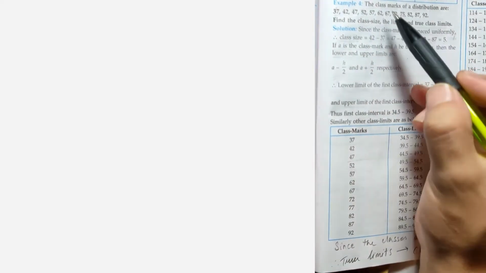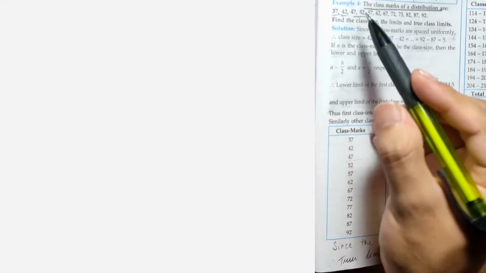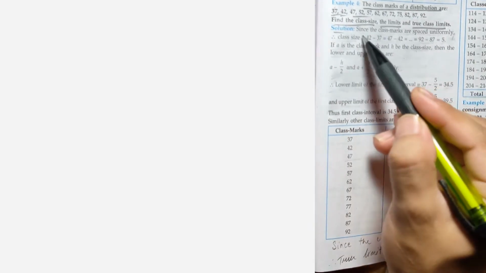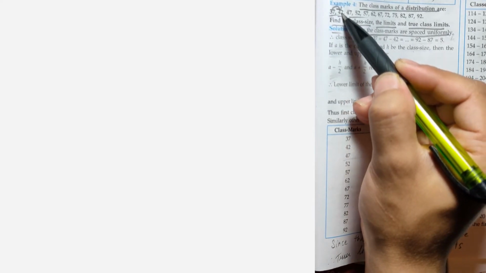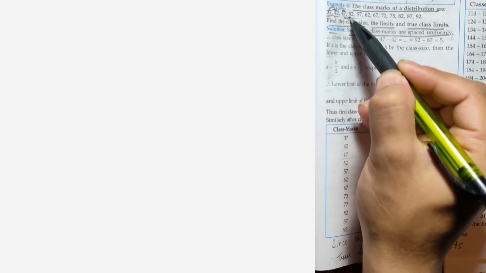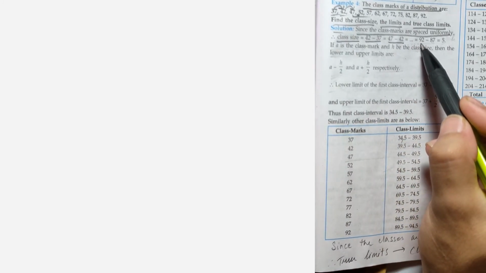Let us look at one very interesting problem. The class marks of a distribution are given, that is 37, 42, 47, and so on. Find the class size, the limits, and the true limits. Since the class marks are spaced uniformly, what do we mean by that? If you see from 37 to 42 there's a gap of 5. 37 plus 5 equals 42. Similarly 42 plus 5 is 47, 47 plus 5 is 52, and so on. So we can write the class size to be 42 minus 37, which is equal to 47 minus 42, and equal to all the way up to 92 minus 87, which is 5.